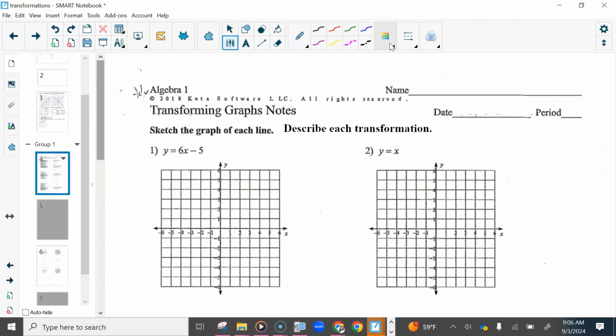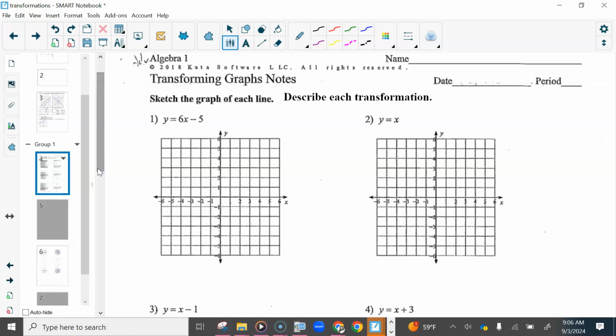Okay, so just like before, we're going to sketch the graph and describe. And when we get into just graphing, you can do this process all the time. So remember, your original is y equals x. If you need to write that, you can write that. What changed from the original to this one? The slope is 6 times. Okay, the slope is 6 times as steep. Whoa. The y-intercept shifted down.